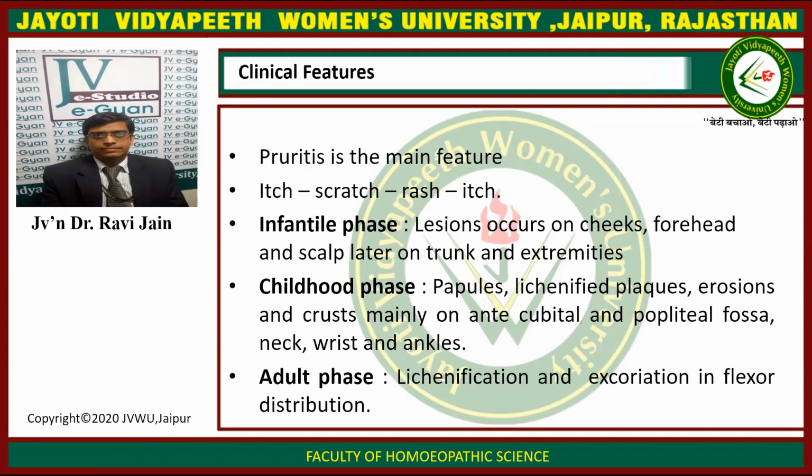Now, what are the clinical features of atopic dermatitis? We have pruritus, which is the main feature of atopic dermatitis. There is a series of events occurring in atopic dermatitis, which includes itch. Itch is followed by scratching, then we have the rashes and again itch. Itch, scratch, rash, and itch. We have three types of pattern.